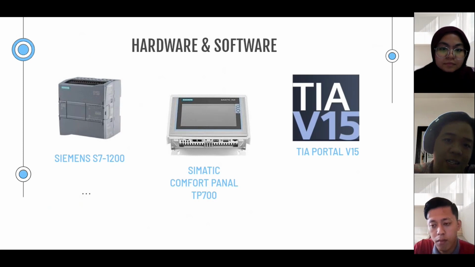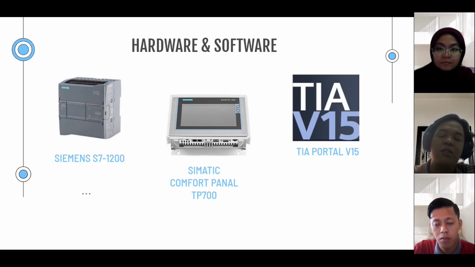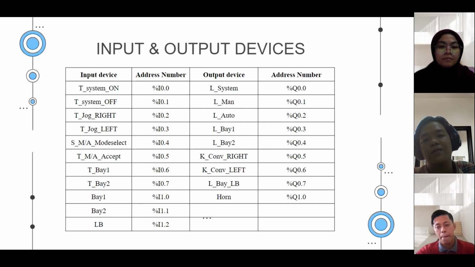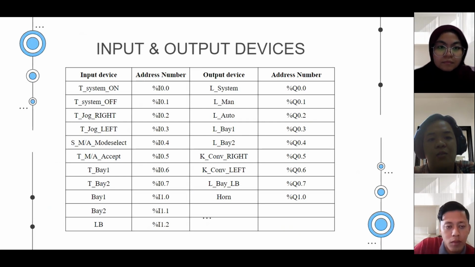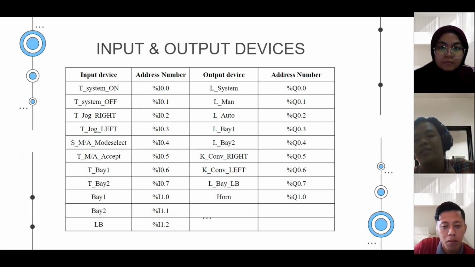This is the software and hardware we use. We have three: Siemens S7-1200, Simatic Comfort Panel TP700, and TIA Portal V15. This is our input and output device. You can see here the input device, address, output device, and address number.